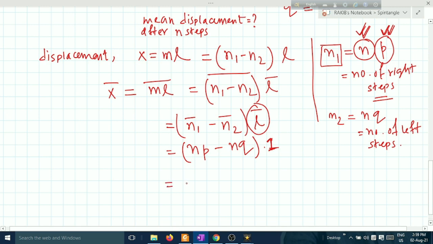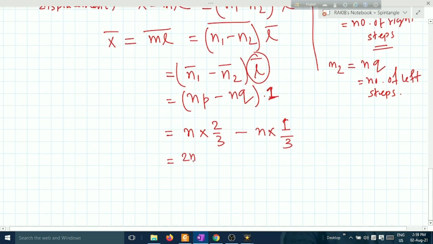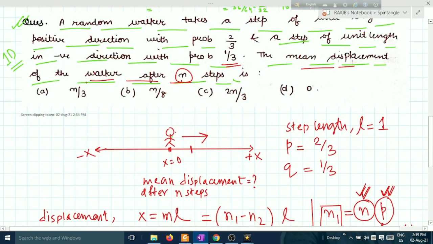np is n times p, which is 2/3, minus n times q, which is 1/3. This becomes 2n by 3 minus n by 3. This becomes n by 3. Let's check the options. This is option A. This is a problem for a one dimensional lattice.